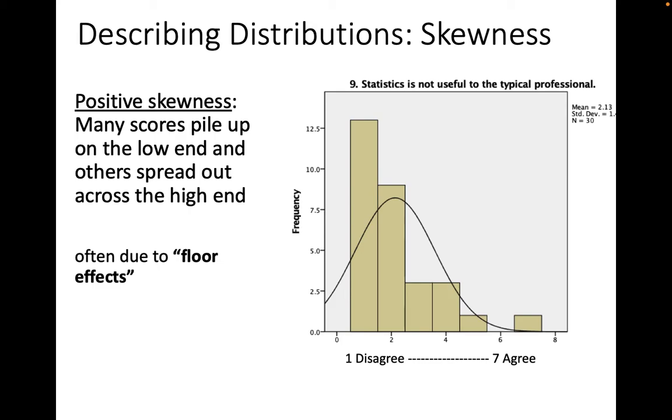So a distribution is positively skewed when many scores pile up on the low end and the others spread out across the high end. We say that it is positively skewed because the tail, or the skew, points in the positive direction. So it's really the direction that the tail points that gives the skew its name. We've got positive skew because the tail is on the positive end.